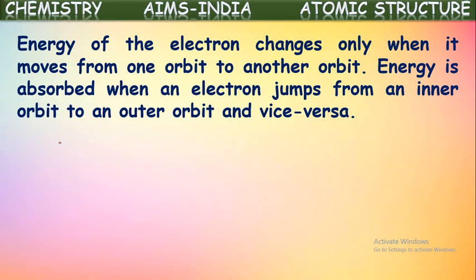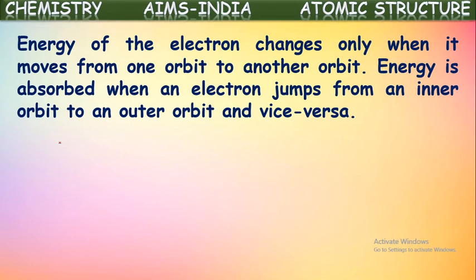Energy is absorbed by the electron when it jumps from an inner orbit to a higher orbit, because as we said, inner orbits have lower energy, or the electrons present in the inner orbit have lower energy, and the electrons in the higher orbit have greater energy. So when an electron jumps from a lower orbit to a higher orbit, to be in the higher orbit, it should have greater energy. So when an electron jumps from a lower orbit to a higher orbit, it absorbs energy from the surroundings.